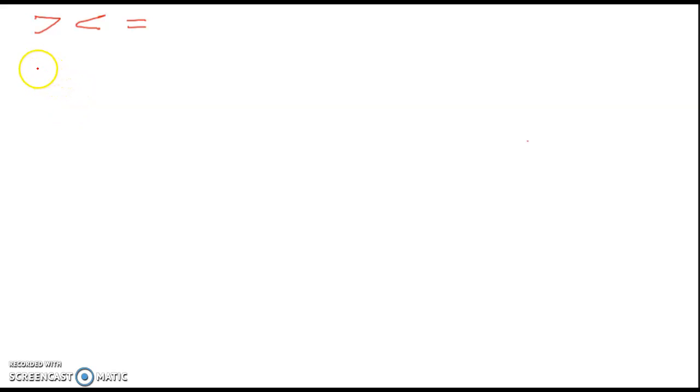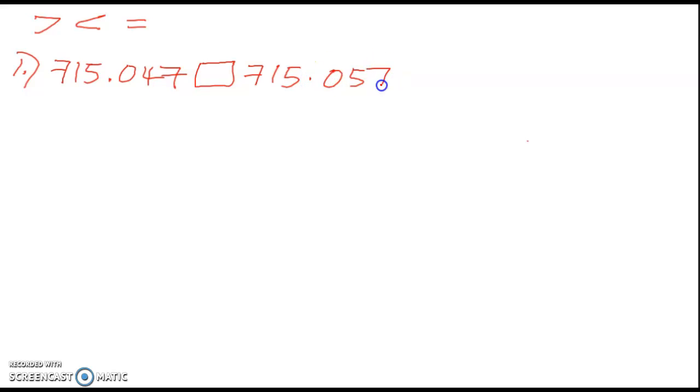So I have here examples of sets of decimals that we are going to compare. Example number 1, we have here 715 and 47 thousandths. Compare this decimal with 715 and 57 thousandths. Okay, so when we compare these two decimal numbers, we are going to align these two so that we can compare the digits according to their place value.